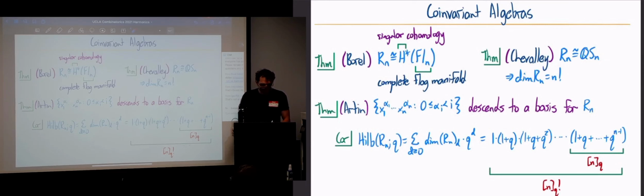And just another example is Artin's basis. If you take the monomials where we have this sort of staircase restriction on the exponents, then that gives us a basis for the coinvariant algebra. And one nice thing that you can read off from this very combinatorial, very handy Artin's basis is the Hilbert series, so the dimension-generating function for the coinvariant algebra is just this product of q integers called a q factorial.